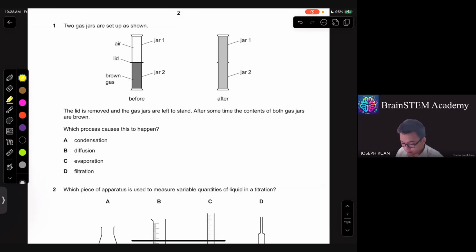Question number 1. Two gas jars are set up as shown. The lid is removed and the gas jars are left to stand. After some time, the contents of both gas jars are brown. Which process causes this to happen? There will be diffusion. B.